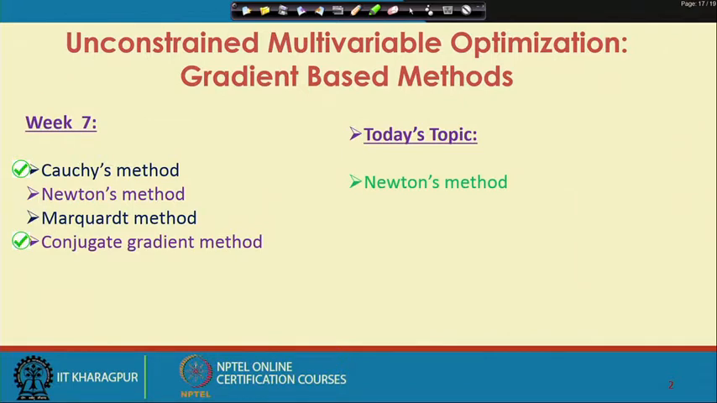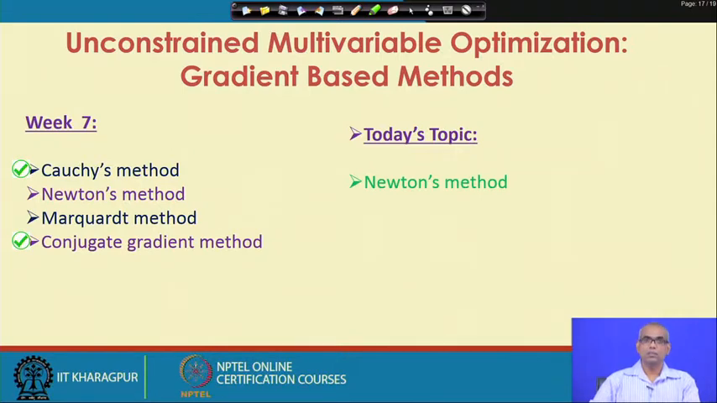We have seen the Newton-Raphson method when we talked about single variable optimization, or unconstrained single variable optimization. We will see how Newton's method works when we have unconstrained multivariable functions.